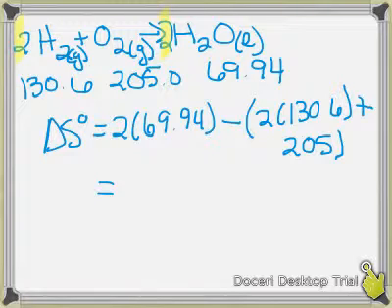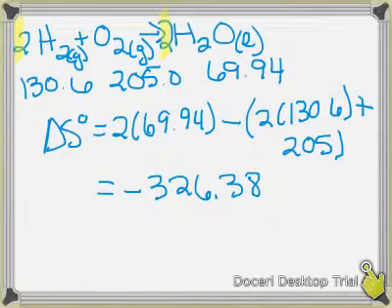Significant figures, anyone? So just keep a few, call it a day. So this is going to be negative 326.38. And your number might be a little bit different because the value I looked up for water was 69.91. So you might get just a little bit different answer than I got. And then again, it's going to be joules per Kelvin.